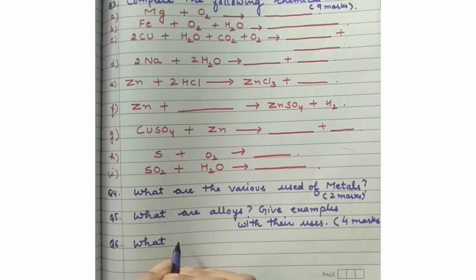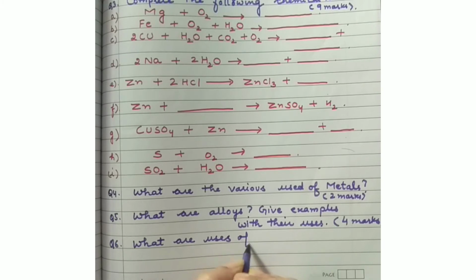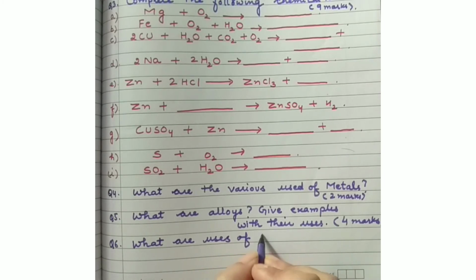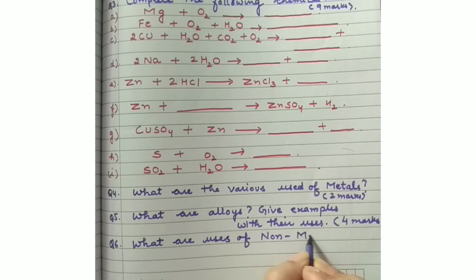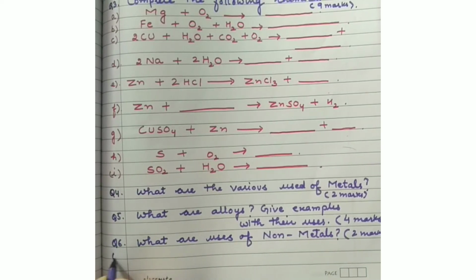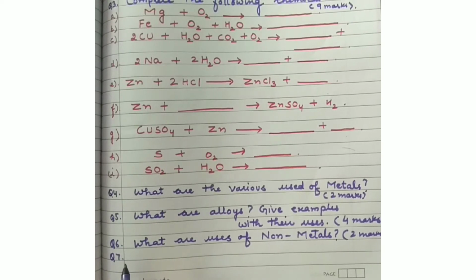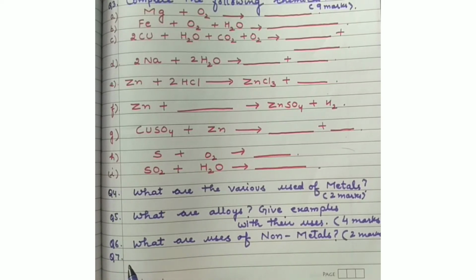Next question number 6 is, what are the uses of non-metals? You know non-metals? A number of non-metals you are using in your daily life. Write down their uses. This is of 2 marks. Next is question number 7.